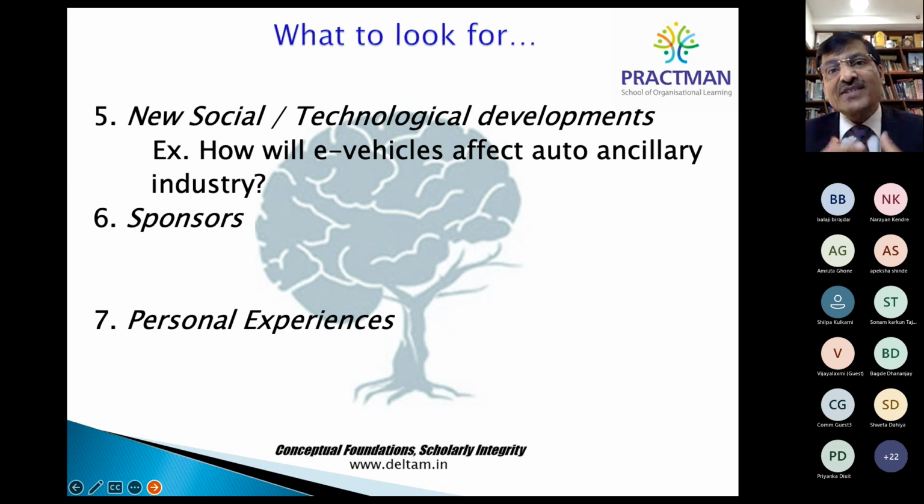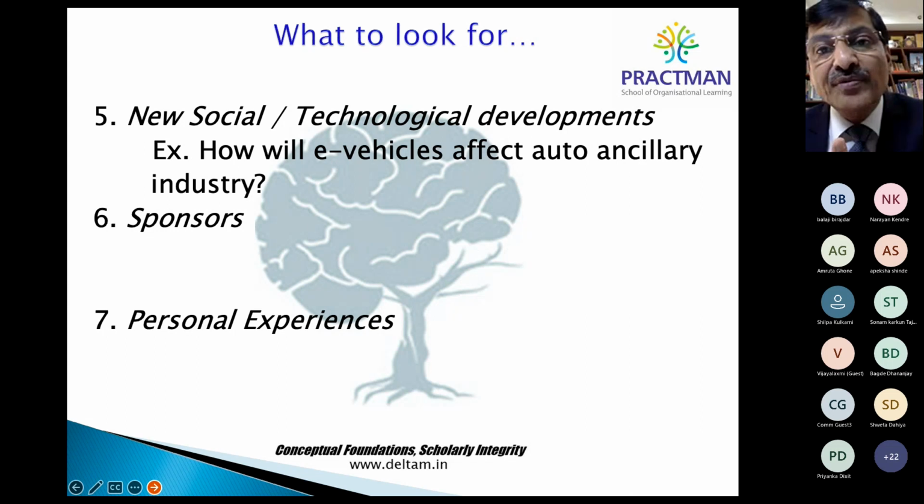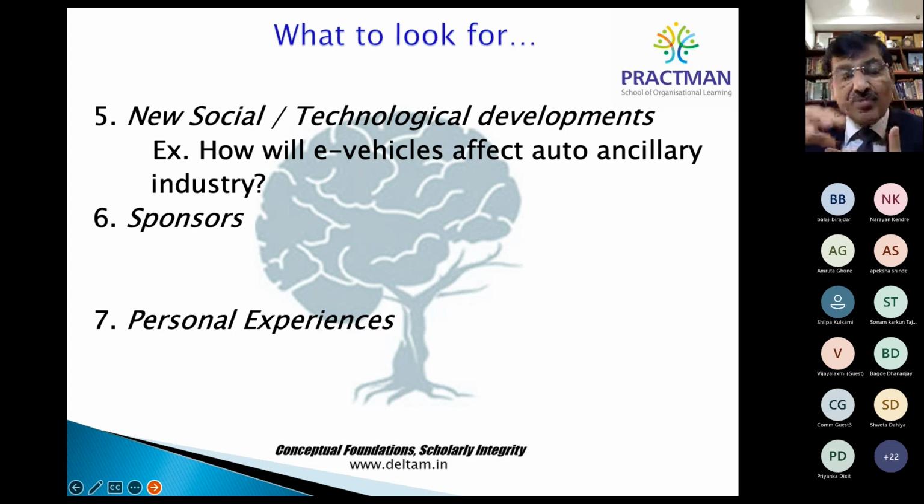So if these auto ancillary companies do not survive, then what happens to the employment in those companies? So this may become a research problem for you. What will be the impact of electrification of the automobile industry? Particularly, if automobiles get converted into e-automobiles, then how does the auto ancillary industry get affected? This is a broad area of research from which you may derive your research problem.